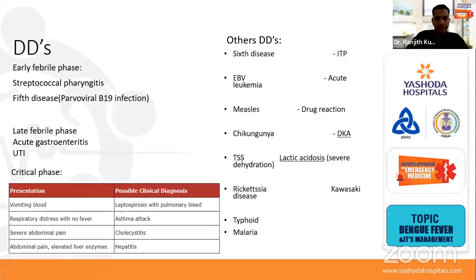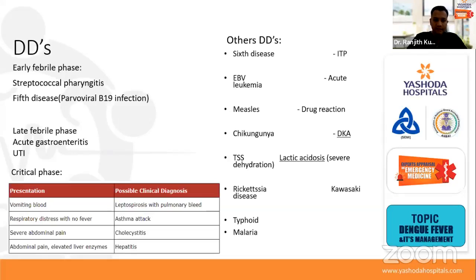So based on this, the differentials are usually phase-wise. If you take differential diagnoses, during the early phase, as we have discussed, patients might present with just a sore throat or throat pain and fever. So streptococcal pharyngitis and rash-causing diseases are possible. Coming to the late febrile phase, they might present with abdominal pain, diarrhea. So UTI or gastroenteritis should be suspected.